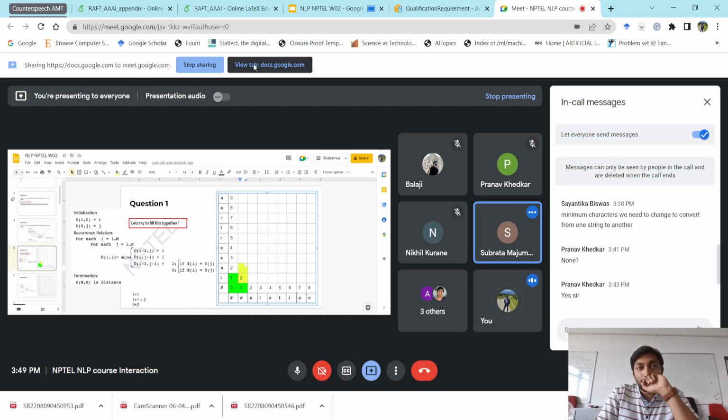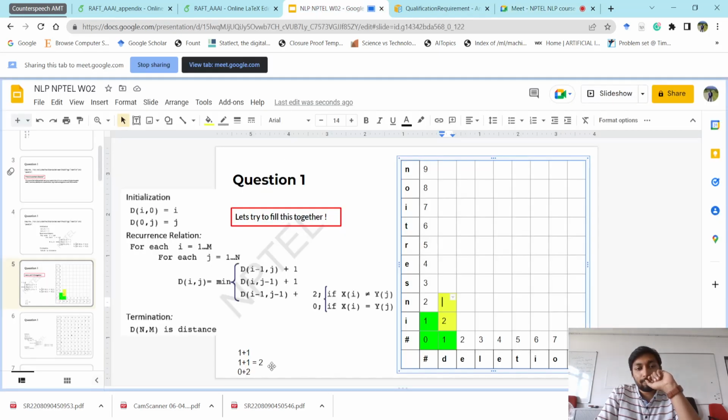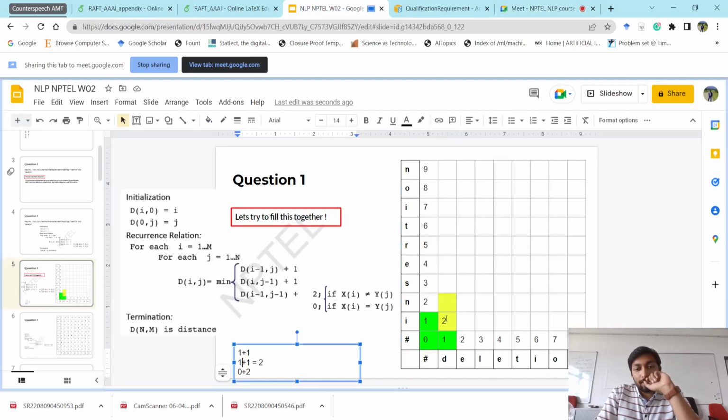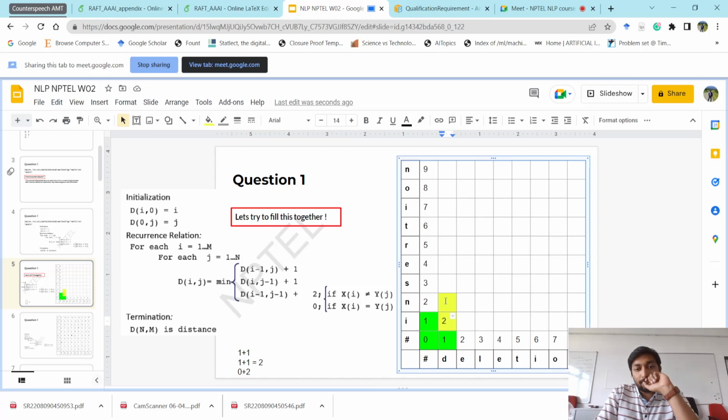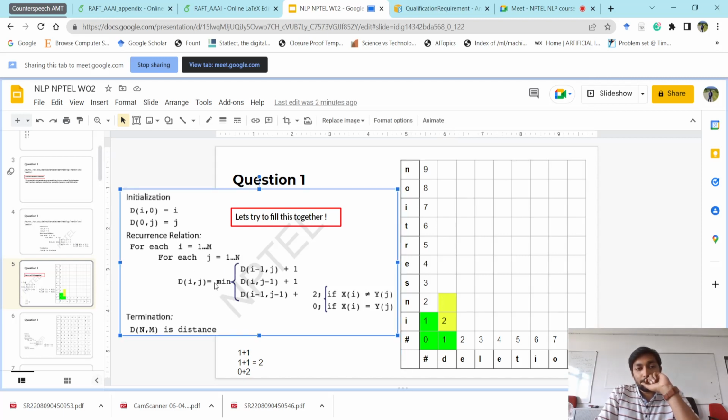Okay. So what we have to do? Let us say we are calculating for this cell as well. So now we have to use this formula. So d i comma j is the minimum of these three. The first is d i minus 1 comma j. So tell me what will be the cell, the value of the cell, d i minus 1 comma j.